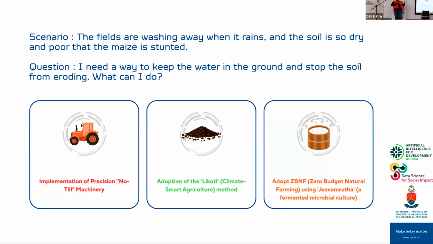The third one, the low budget one, is low budget, but this method has only been tested in India, so therefore we don't know whether it will work for us. And the second one, the Lekoti method, has been tried and tested in Lesotho, so that's something that we can test. But these are options that can be given to you, and it's very hard to decipher which ones are useful to us and which ones are not. So this highlights the importance of context-aware systems.